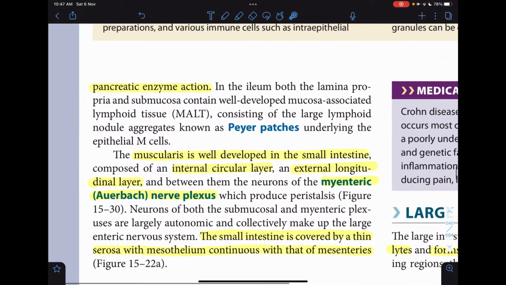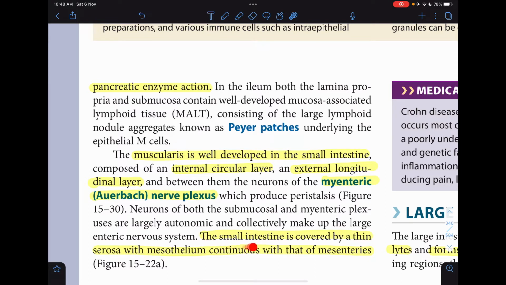The muscularis of the small intestine is well-developed, and it's composed of the internal circular layer and external longitudinal layer, and between them we have neurons of the myenteric nerve plexus, which is the Auerbach nerve plexus, which produces peristalsis. The neurons of both the submucosal and myenteric plexus are largely autonomic and collectively make up the large enteric nervous system.